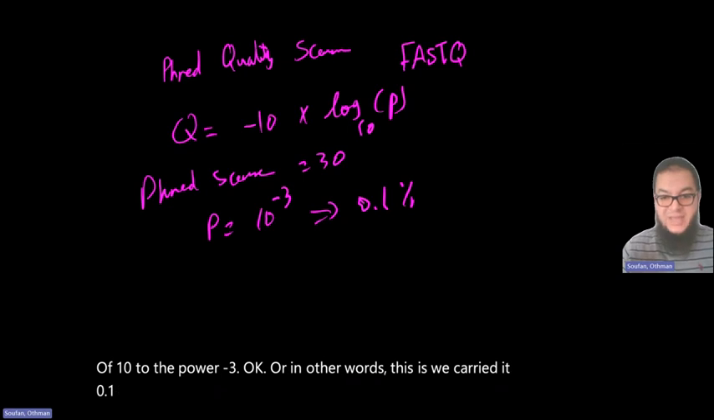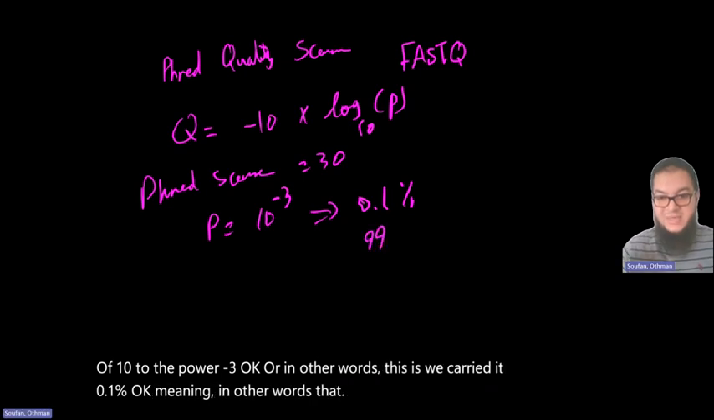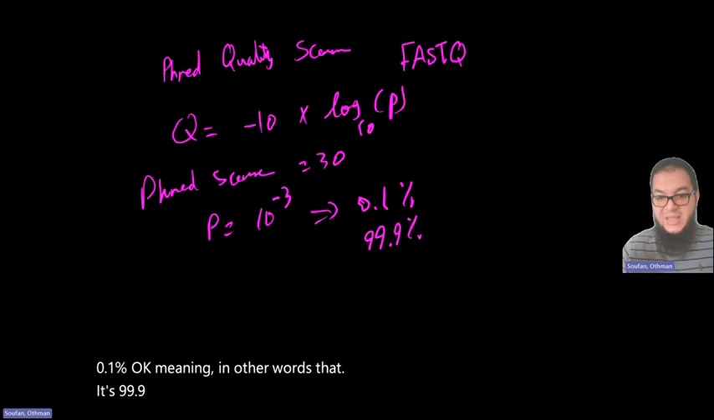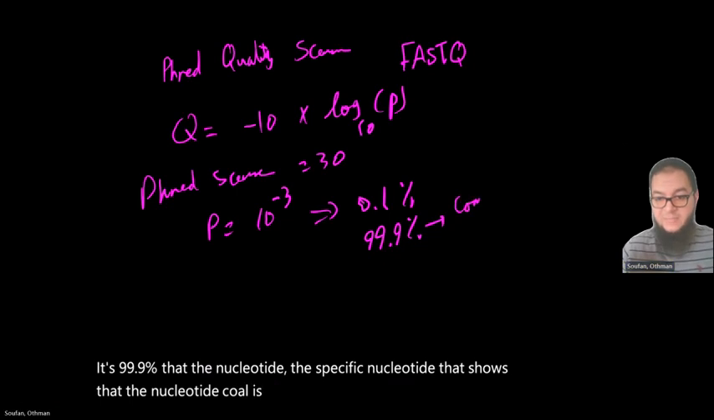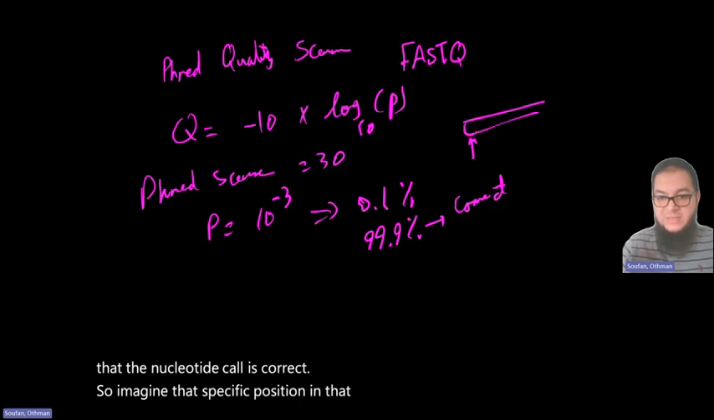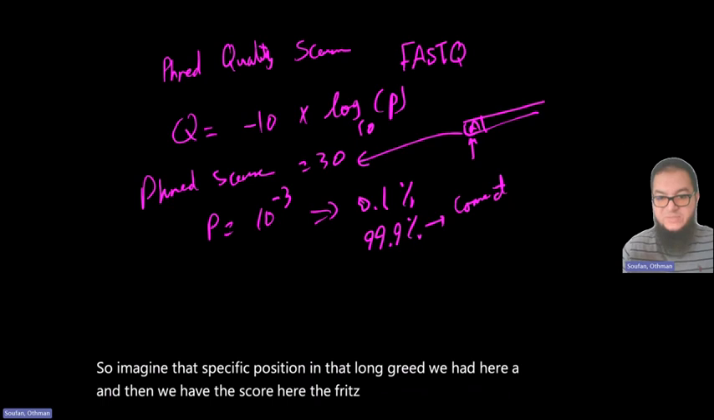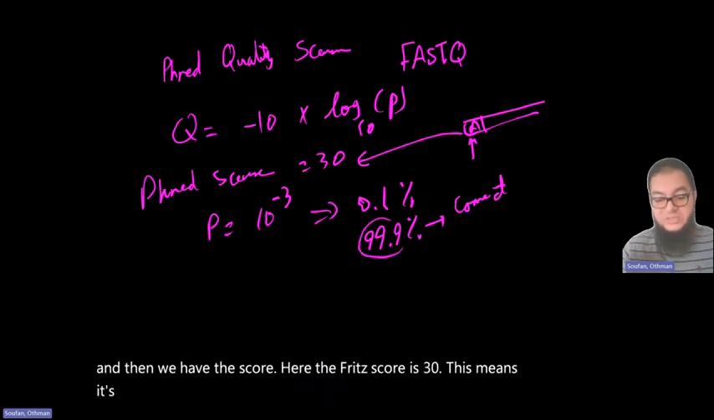Meaning, in other words, that there is a 99.9% chance that the specific nucleotide call is correct. So imagine that specific position in that long read. We had here A, and then we have the score here. The Phred score is 30. This means it's 99.9% correct, and so on and so forth.